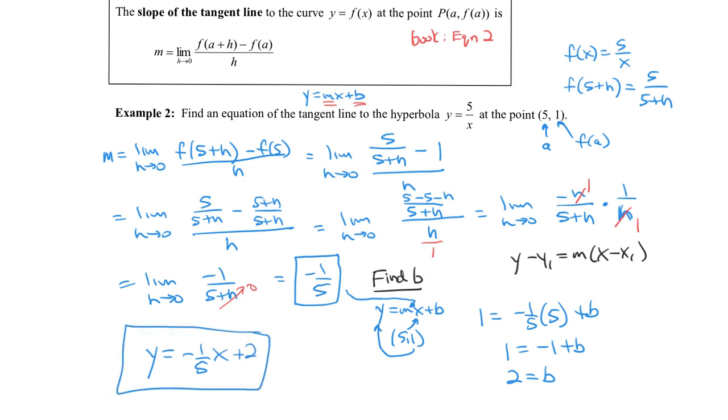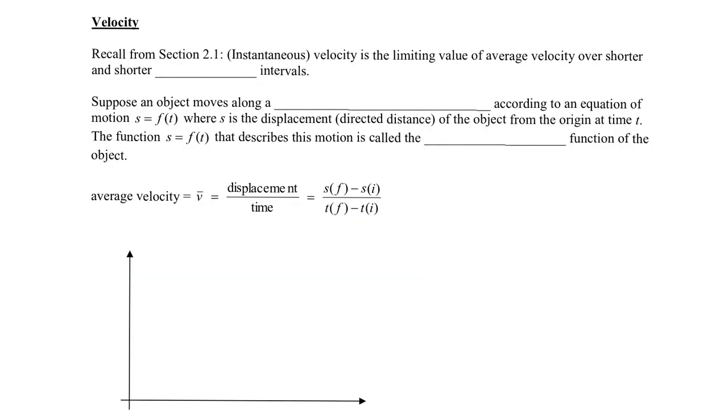So that is the equation of the line tangent to this hyperbola at this point. And of course, if you want to check to see if it's reasonable, you could graph this and graph this in your graphing calculator, and it should look like this is just tangent to this hyperbola at the point 5, 1.